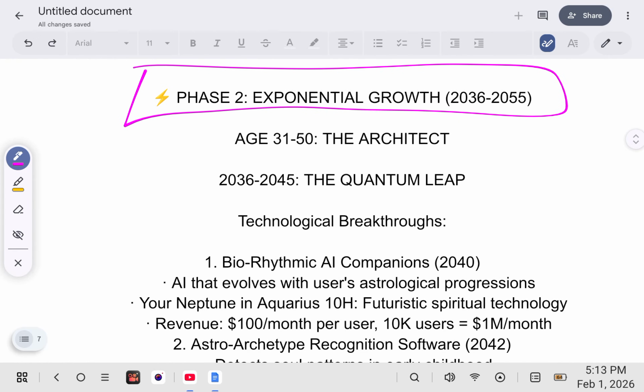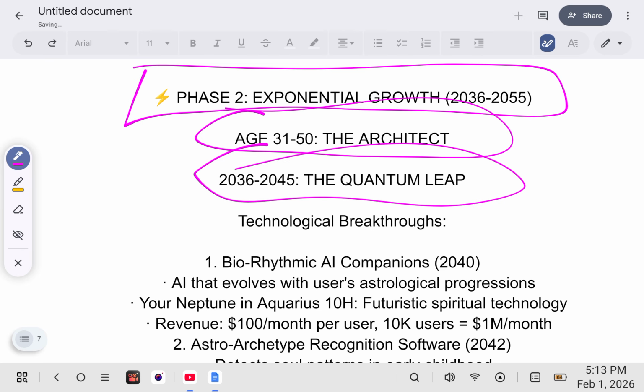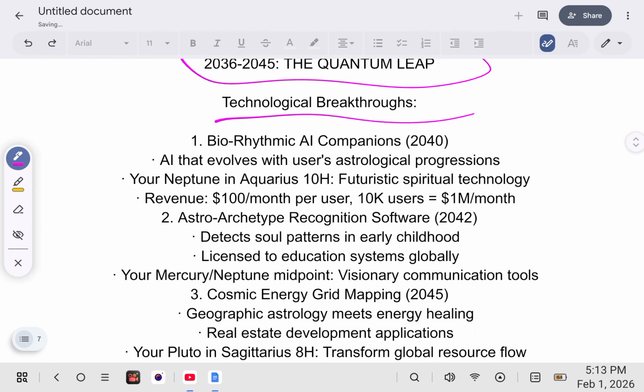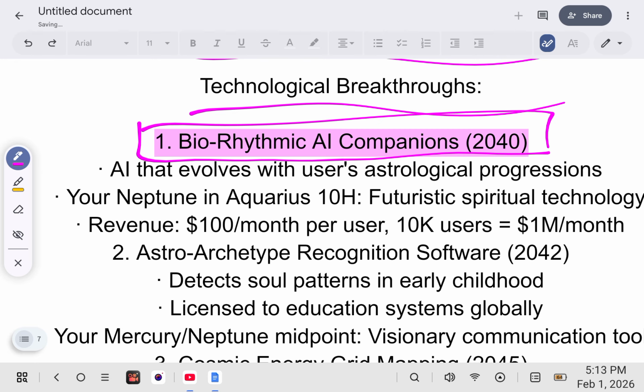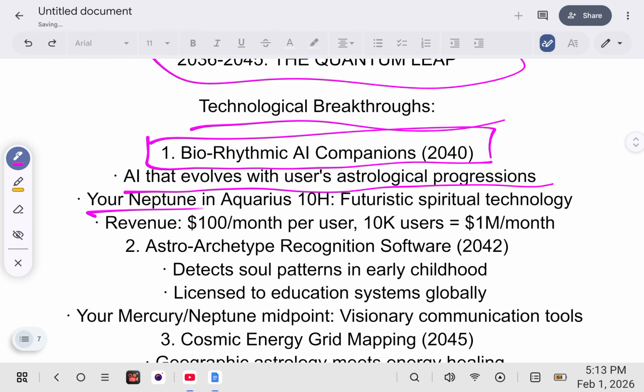Phase 2, exponential growth, 2036 through 2055. Age 31 through 50, the architect, 2036 through 2045, the quantum leap. Technological breakthroughs. And we're going to go over the biorhythmic AI companions, 2040. AI that evolves with users' astrological progressions. My Neptune and Aquarius in the 10th house, futuristic spiritual technology. I'll be making $100 a month per user. 10K users equals $1 million a month.